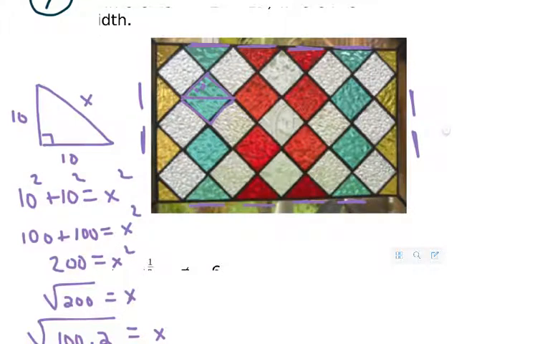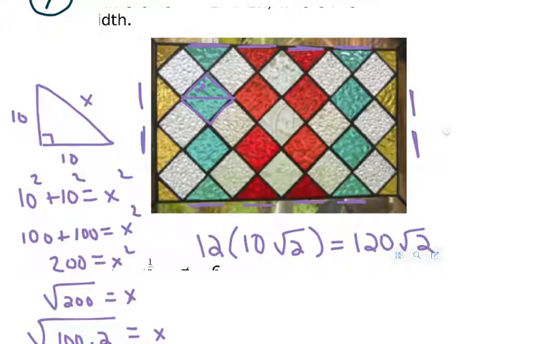So that's 12 in total. So the 12 diagonals are each 10 square root of 2 units long. So it's 120 square root of 2. But that's not all the side lengths, is it?